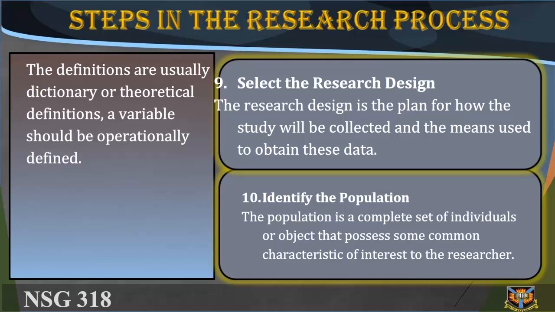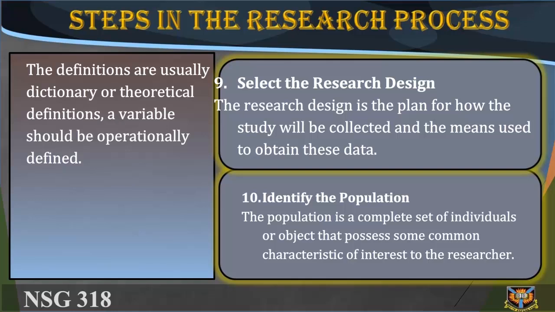Select the research design. The research design is the plan for how the data will be collected and the means used to obtain this data. For example, the researcher must decide if the study will examine cause and effect relationships or will only describe existing situations. The researcher chooses the design that is most appropriate to test the hypothesis or answer the research questions.